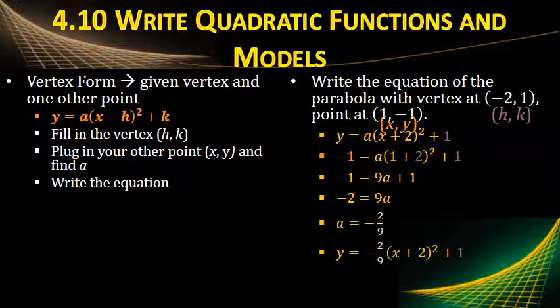Now we can write our equation. So it's y equals -2/9 (x plus 2) squared plus 1. Remember, this is h and this is k.